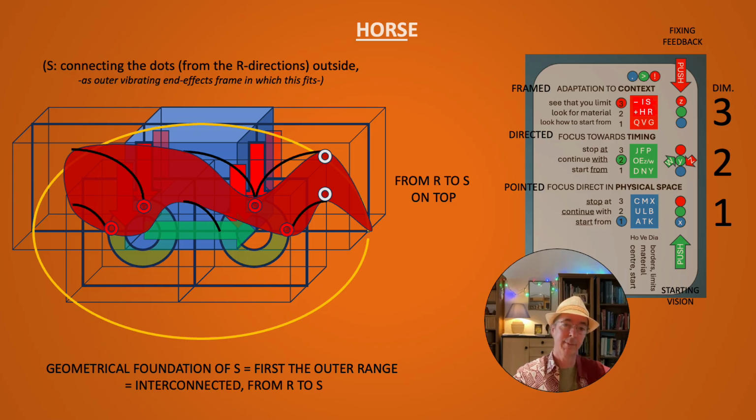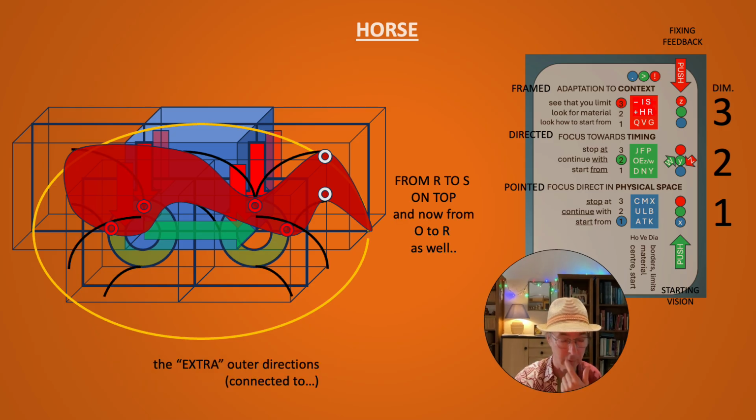The only thing that is missing is within this whole range of the outer shell. The R is connected inwardly. I also connected outwardly, so I have that one as well. Horse is almost there with the S to it as well.